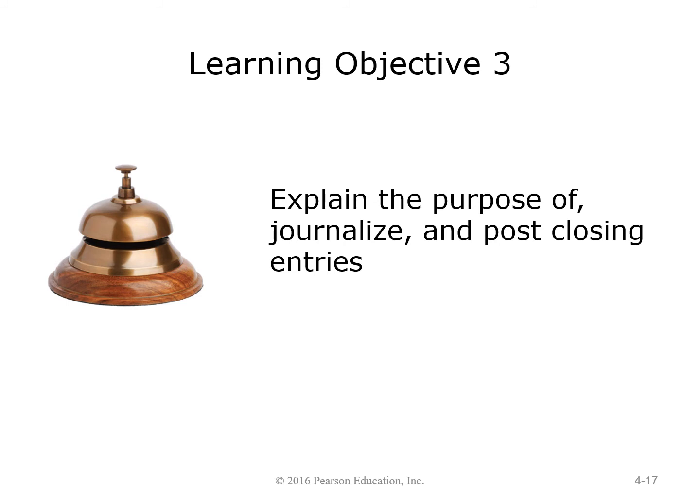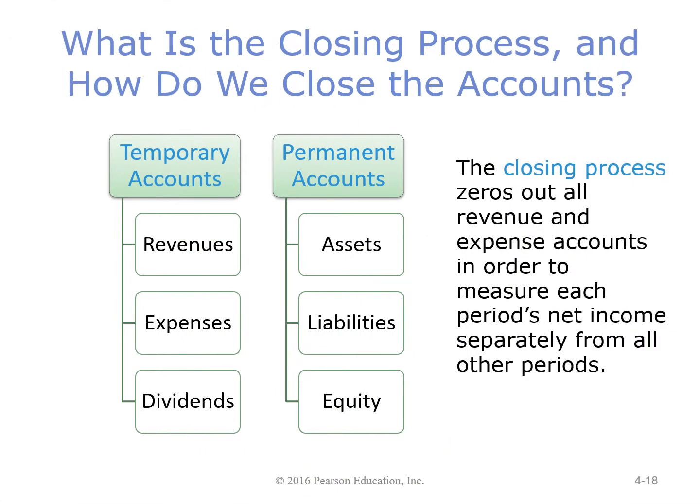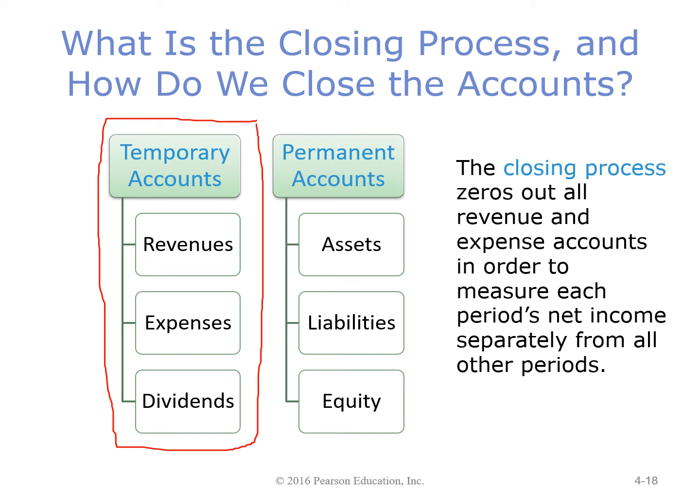Now moving to learning objective number 3, which is to explain the purpose of journalizing and posting the closing entries. In accounting, we have two main categories of accounts. We have temporary accounts, or nominal accounts, and we have permanent accounts. The temporary accounts are revenues, expenses, and dividends, and the permanent accounts are assets, liabilities, and equity. The closing process is applied to the temporary accounts. Temporary accounts mean the balances of these accounts must be equal to 0 at the end of the year.